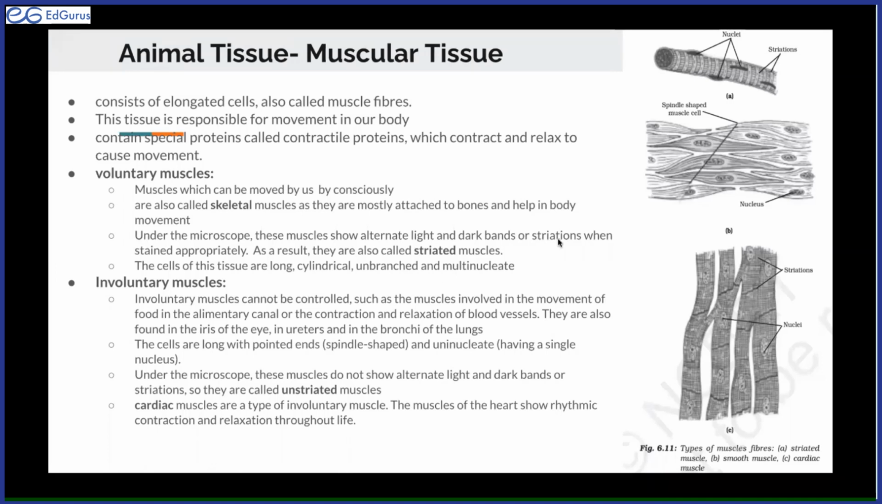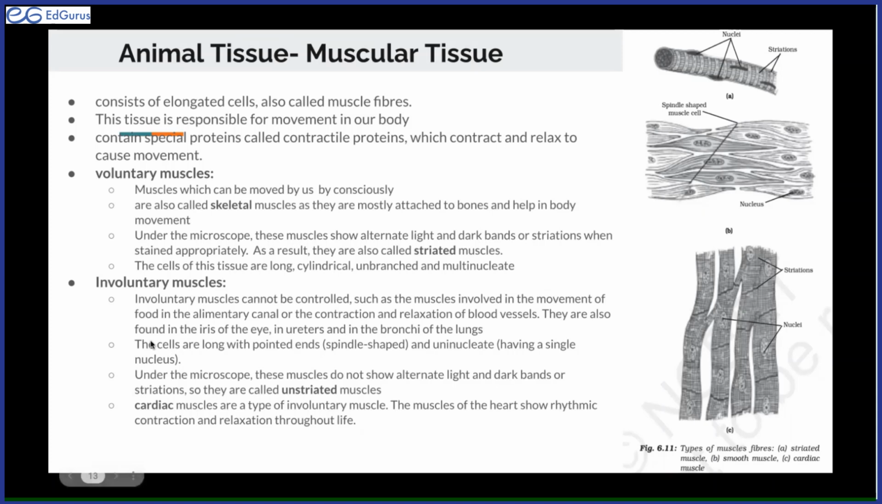Okay? Now the second type of muscle, involuntary muscles, as I said before, these are muscles which you cannot control yourself. They are involved in the movement, for example, muscles that are involved in the movement of food or in the contraction and relaxation of blood vessels, or they are found inside the eye or in the uterus or in the bronchi of the lungs. And also cardiac muscles are a type of involuntary muscle. These muscles of the heart show rhythmic contraction and relaxation throughout life. This is what I said earlier, that heart muscles cannot be controlled. These muscles are also called cardiac muscles, and they are involuntary.